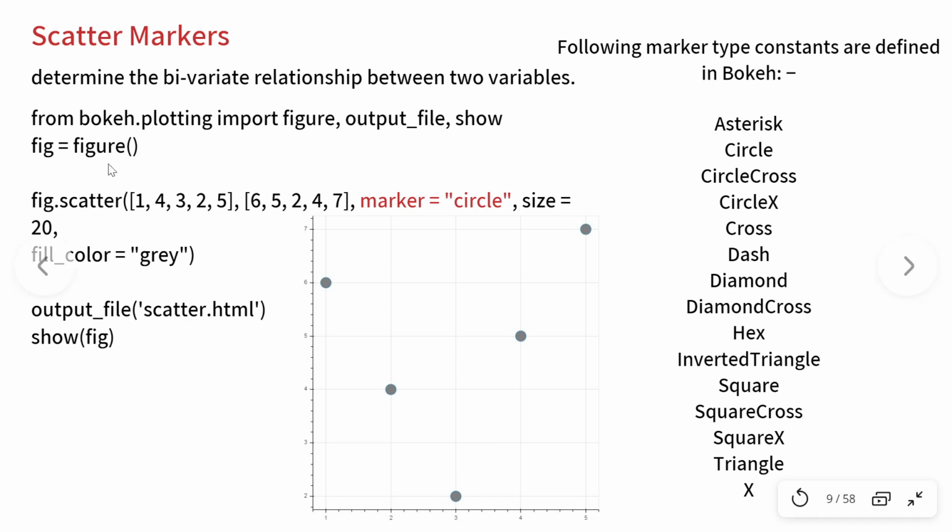So again, fig equal to figure. I'm leaving it on the library to decide the size of the plot area accordingly. Then fig.scatter, that's the function I want to use. The x and y values I have mentioned, and the marker is circle. If you don't specify, then it will be dot. And then fill color gray, so you can specify what color you want to fill these markers with. And then the output function, and then finally show fig, and your scatter plot is right there. It's so simple. It's all on you at what level you want to customize your plot.